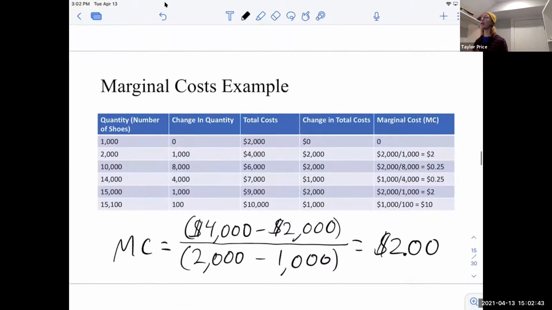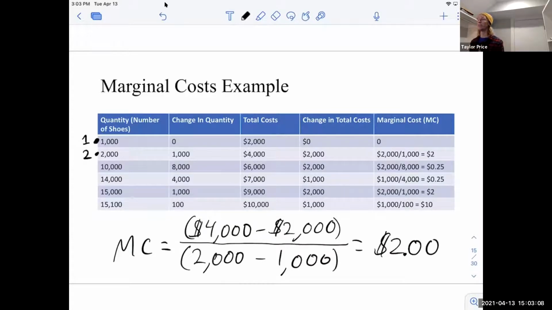So how do you calculate marginal cost? I've included an example here just to help us understand how that process works. So let's say that we are at a quantity of 1,000. And let's say that we want to produce 2,000. So we're going to move from this point, our first point, to this point, our second point.